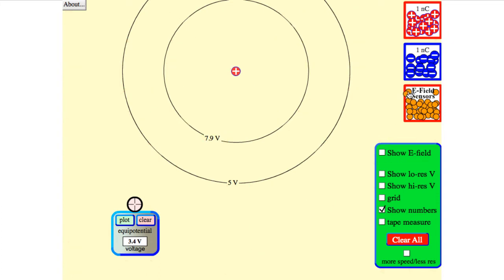Now I can also drag one of these orange electric field sensors onto the screen. This electric field sensor, if I move it to this 7.9 volt equal potential line, shows me that there is an electric field here pointing away from the point charge of 7 volts per meter at an angle of 68.1 degrees down from the positive x horizontal. And so anywhere I move that along the equal potential line, it's going to have roughly the same electric field, just in a different direction.